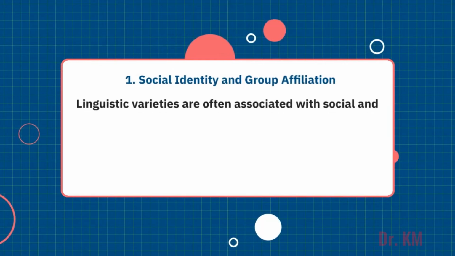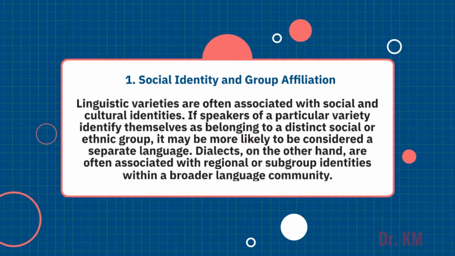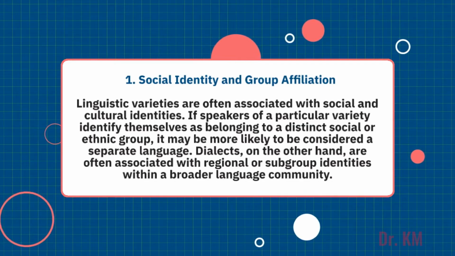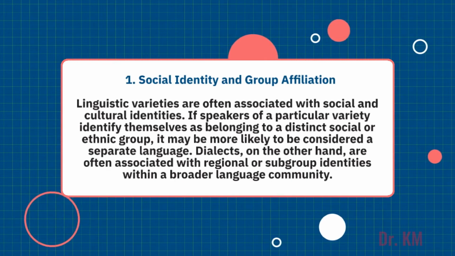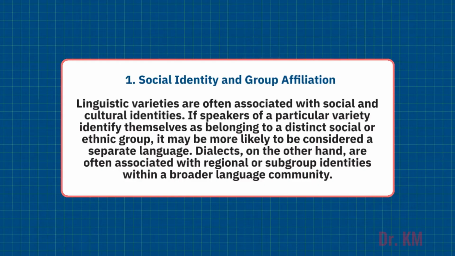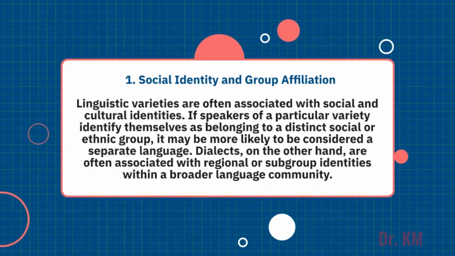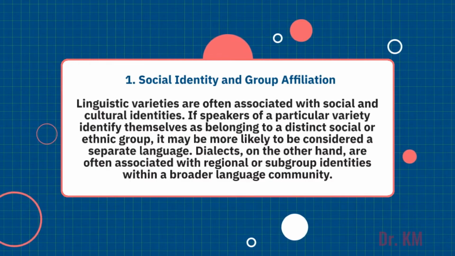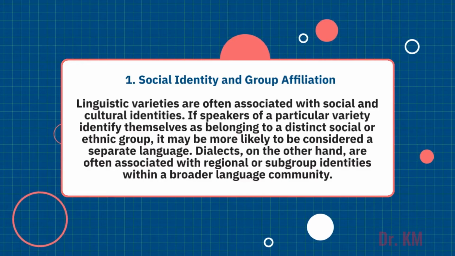1. Social identity and group affiliation. Linguistic varieties are often associated with social and cultural identities. If speakers of a particular variety identify themselves as belonging to a distinct social or ethnic group, it may be more likely to be considered a separate language. Dialects, on the other hand, are often associated with regional or subgroup identities within a broader language community.